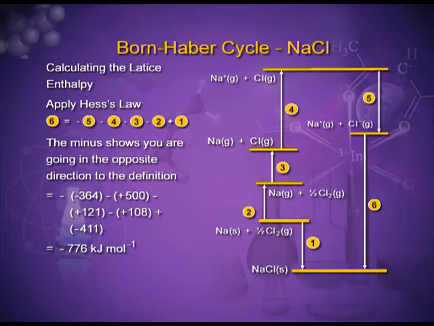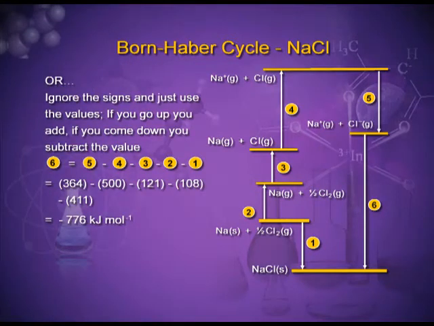Just by applying the Hess's law and by simple addition and subtraction of these enthalpies, we can calculate the overall enthalpy change of sodium chloride crystal, that is, the lattice enthalpy of formation of sodium chloride. Let's see this. 6 is equals to minus 5, minus 4, minus 3, minus 2, plus 1. The minus sign shows you are going in the opposite direction to the definition. The values are put up with the sign and the overall enthalpy is calculated as minus 776 kilojoules per mole.